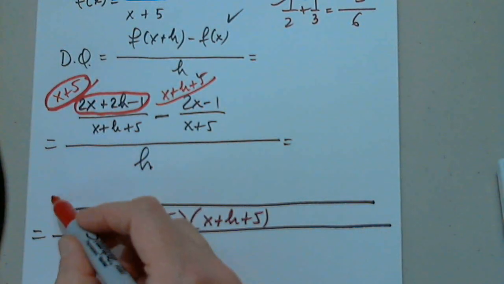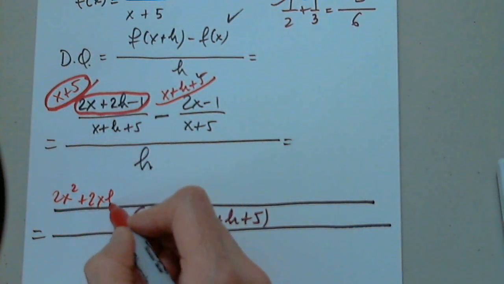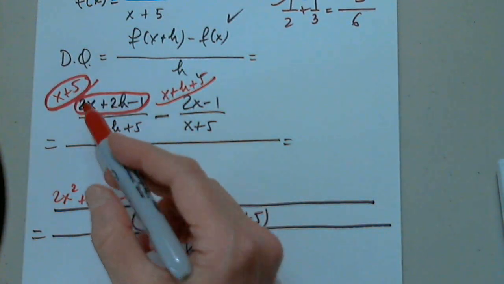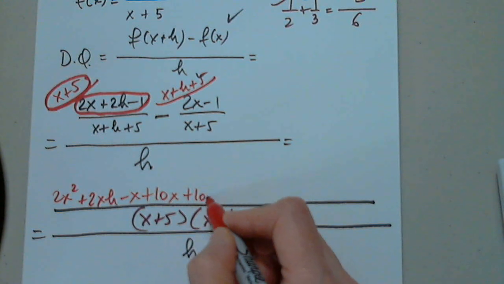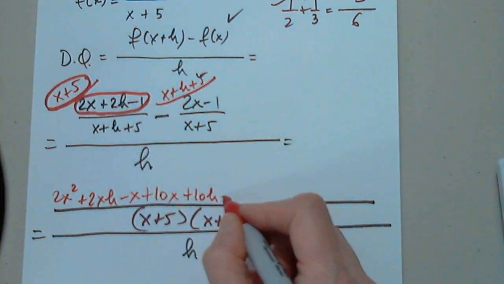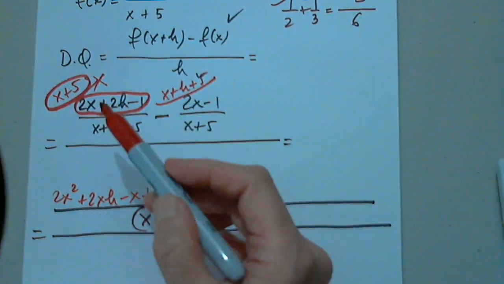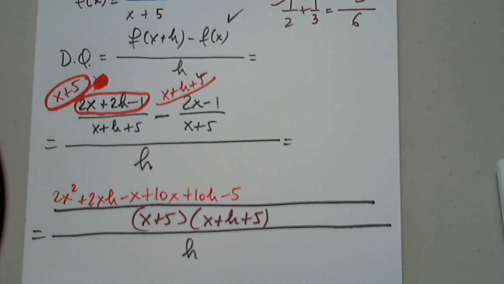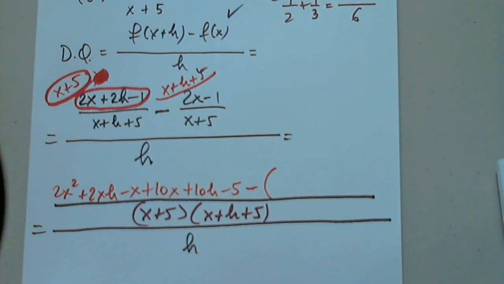x times 2x, 2x squared. x times 2h, 2xh. x times -1, negative x. 5 times 2x, plus 10x. 5 times 2h, plus 10h. 5 times -1, which is -5. All this is this product, this times this. Now you can put the minus in front and distribute later if that's better.